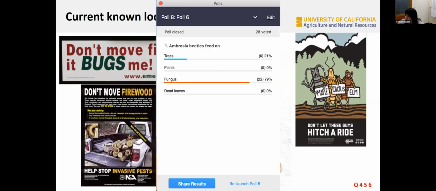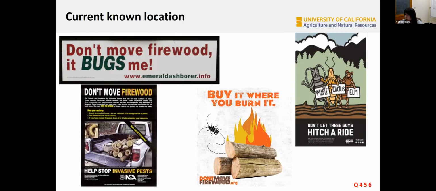Okay, so this is great. Most people are getting the messaging on the poll, 79% are understanding that the ambrosia beetles are feeding on the fungus. They're definitely not feeding on the trees. They need the fungus in order to feed on the trees. And that's a concept I'll be continuing to push throughout the talk.